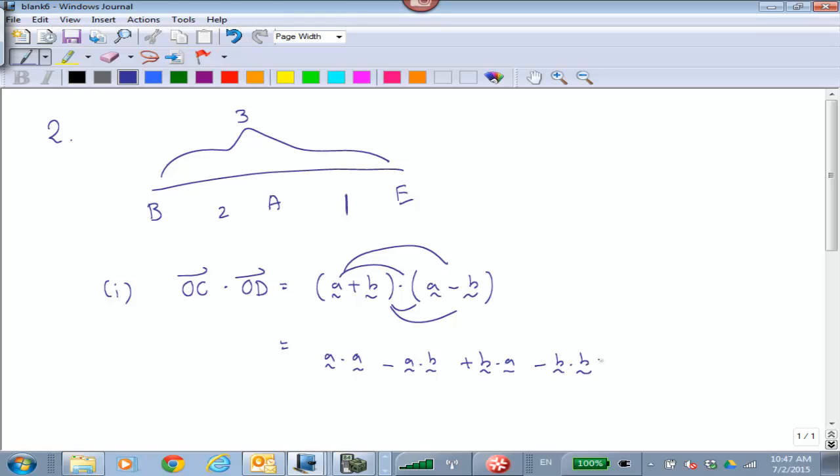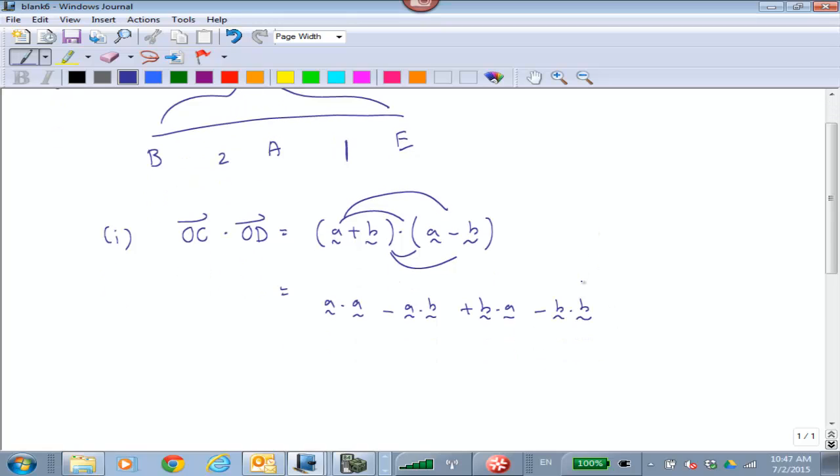I open this up like this. Do you agree that something cancels out already? Because B dot A and A dot B are the same. So these two things cancel. Make sense? Now, my question is, A dot A means something special. Do you know what it is? Mod A squared.